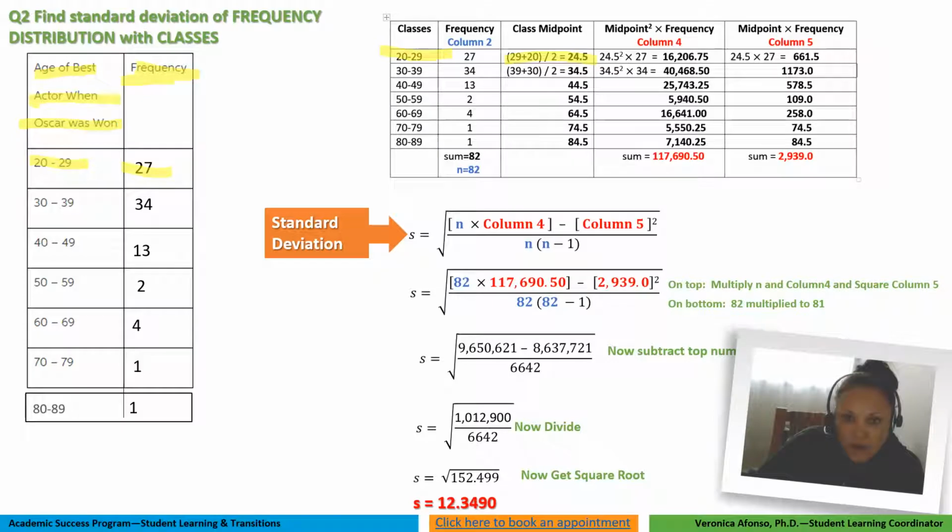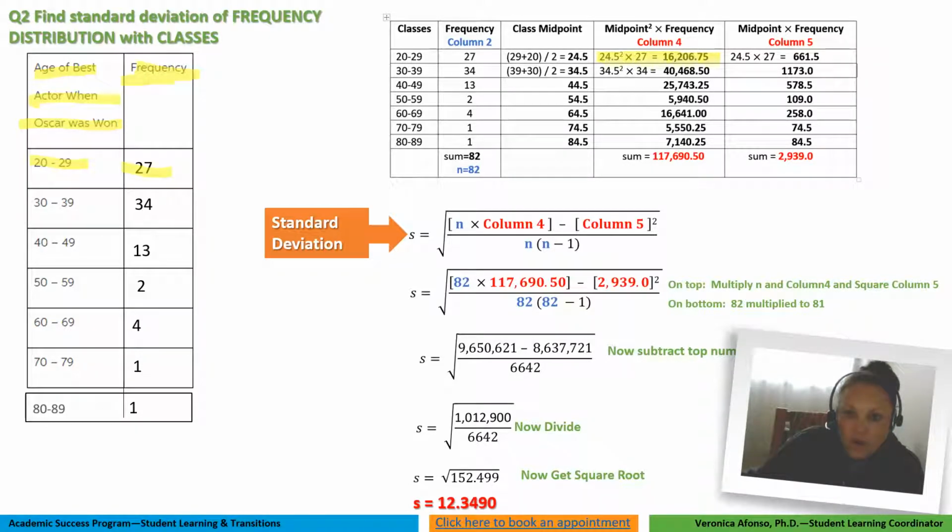Then in my next column, I do the midpoint squared, 24.5 squared times 27, and I get this number. Try it on your calculator. Make sure you're using your calculator correctly, because it does not feel good to go through question 2 on your assignment and get all the wrong numbers. You're wasting your time. Make sure you're using your calculator correctly by using my example first.